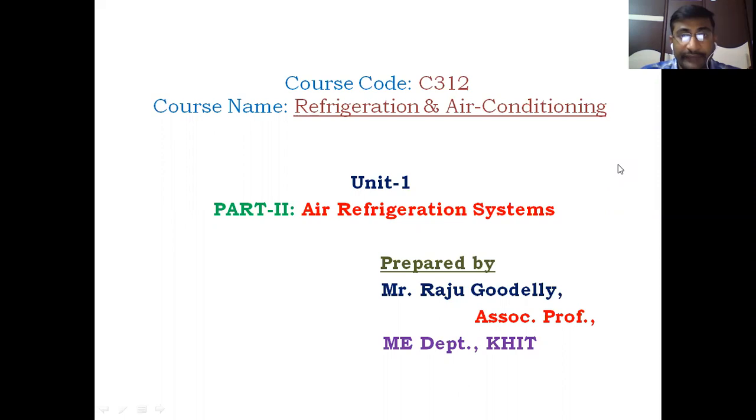Till yesterday's class, we discussed the air refrigeration cycles. In that, we studied the reversed Carnot cycle and reversed Brayton cycle, also called the Bell-Coleman cycle, in which the open air and closed air refrigeration systems were studied and compared. After that, we solved different types of problems on the reversed Carnot cycle and Bell-Coleman cycle.